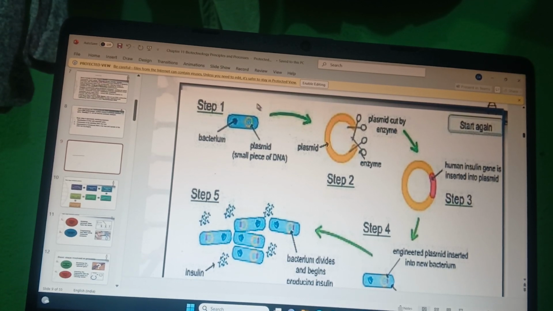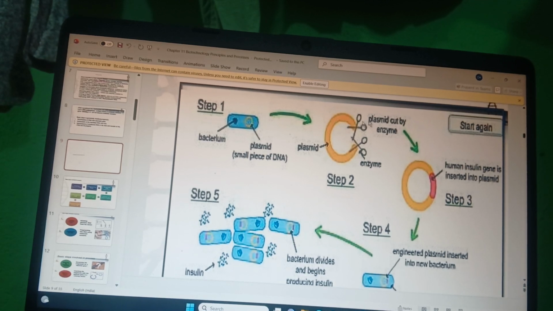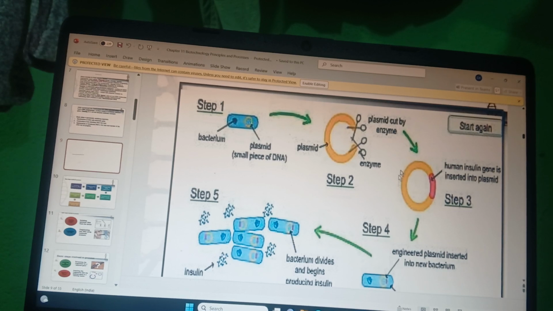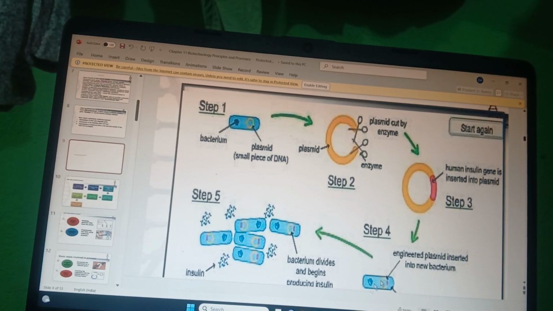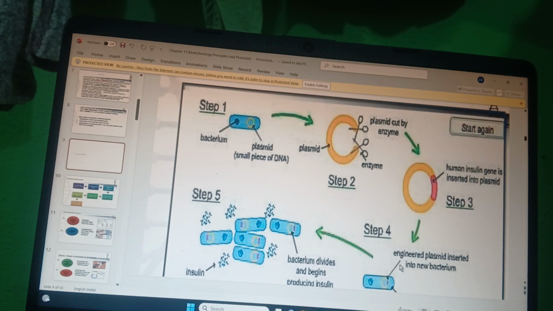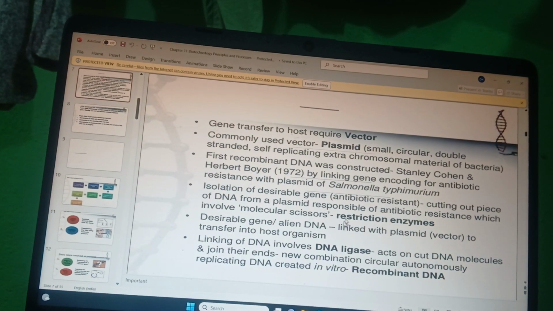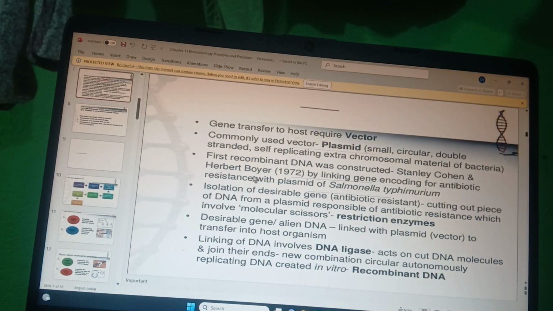Again I tell, we take the DNA from Salmonella typhi, we incorporate the antibiotic resistance gene, then formation of recombinant DNA. The recombinant DNA is inserted inside the yeast host. Then this host will be antibiotic resistant. This experiment was performed by Stanley Cohen and Herbert Boyer. This is the first experiment of biotechnology.